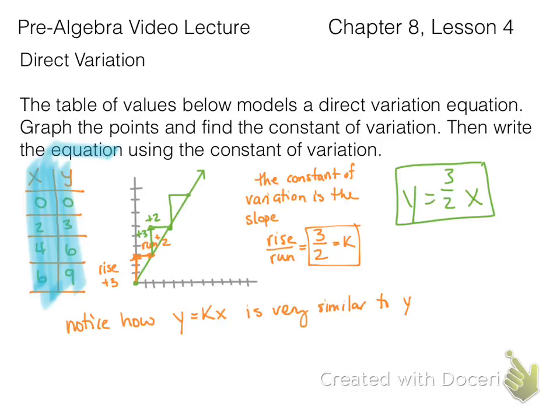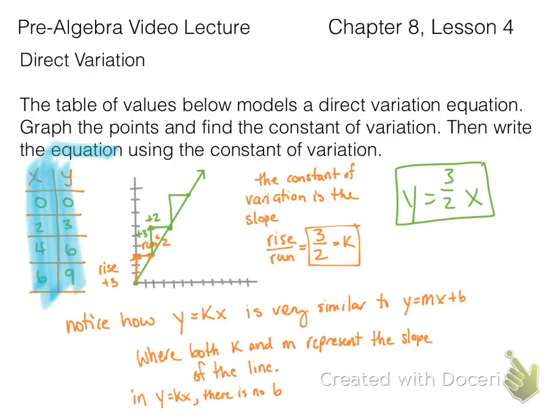Notice how y equals kx is very similar to y equals mx plus b, where both k and m represent the slope. K and m are basically the same thing. And if you go on later in life, they might actually replace k with m. The only thing is, in y equals kx, there is no b. And that's because b just equals 0 in direct variation. For direct variation, the y-intercept is always going to be 0, 0. But that's only for direct variation. Okay?